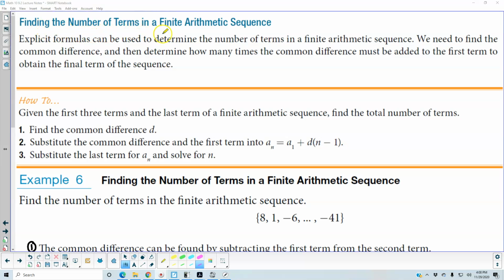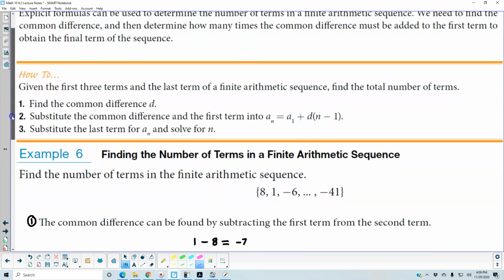Finding the number of terms in a finite arithmetic sequence. Explicit formulas can be used to determine the number of terms in a finite arithmetic sequence. We need to find the common difference and then determine how many times the common difference must be added to the first term to obtain the final term of the sequence.